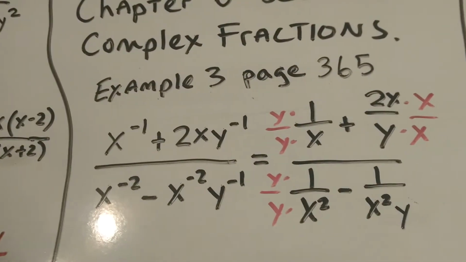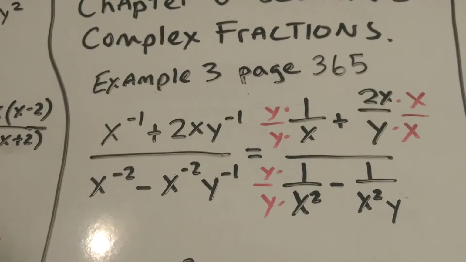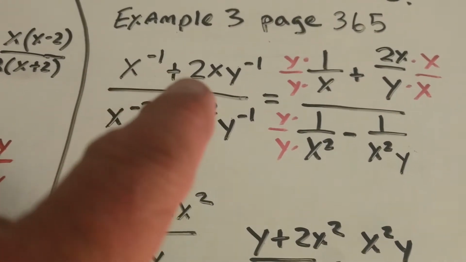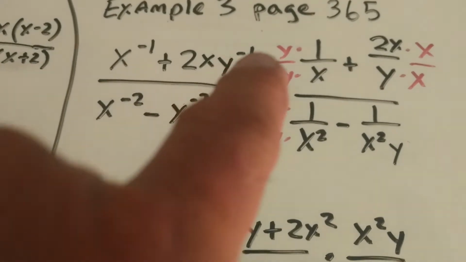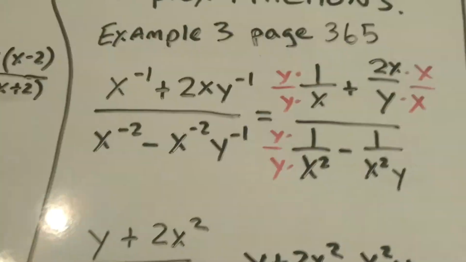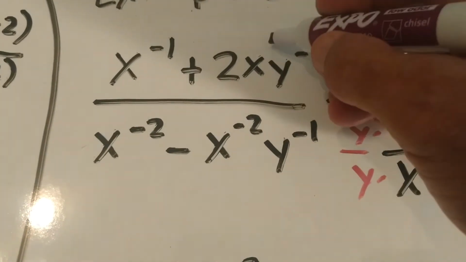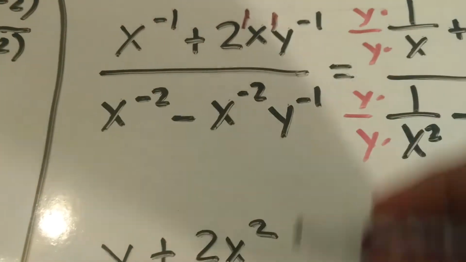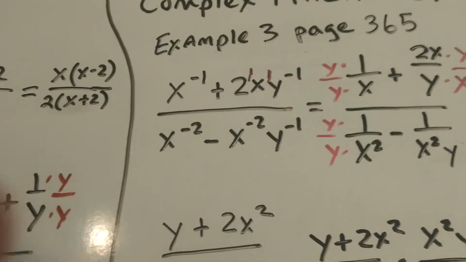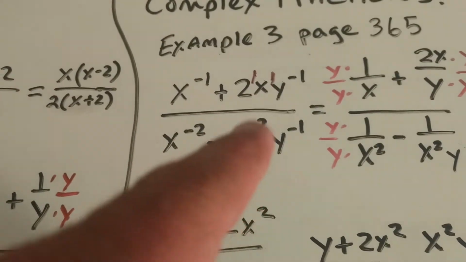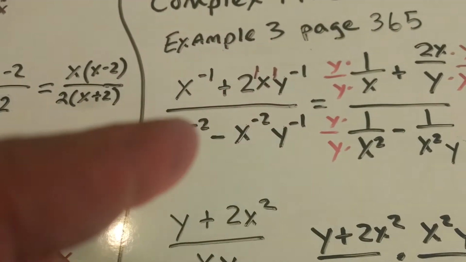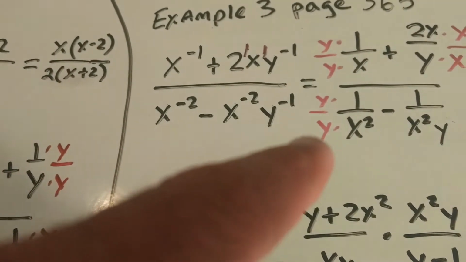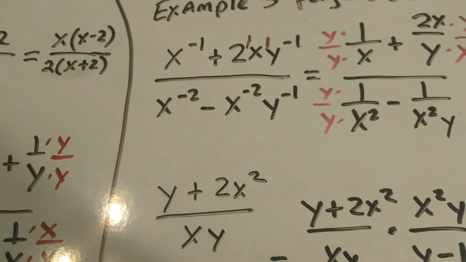This is example 3, page 365. And it says x to the negative 1 plus 2 times x times y to the negative 1. Make sure you understand that the exponent only goes with the variable, not the number in front. So that's really 2 to the first, x to the first, y to the negative 1, over x to the negative 2 minus x to the negative 2 times y to the negative 1.